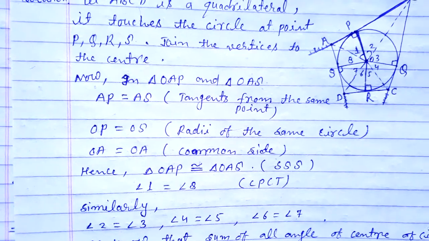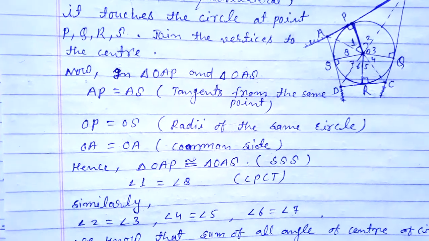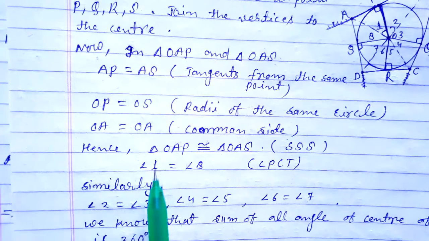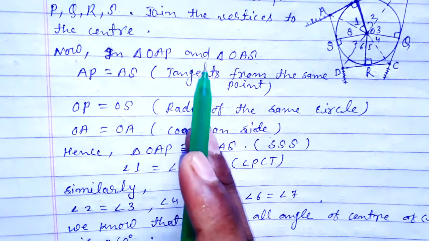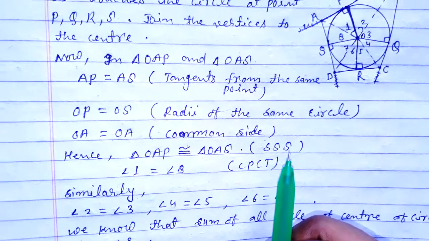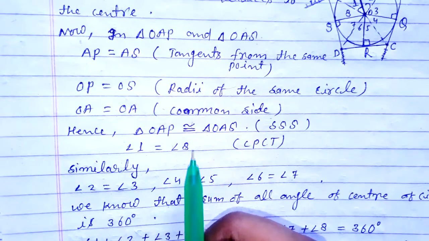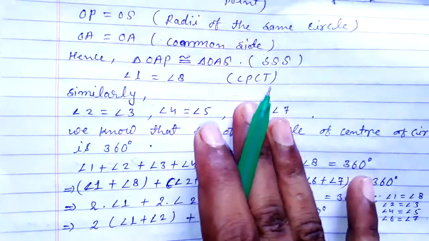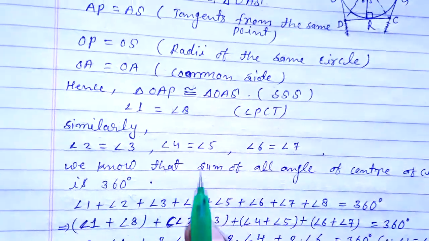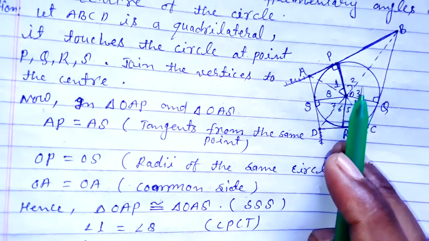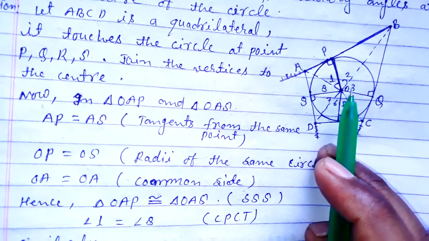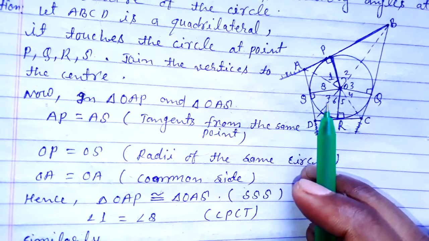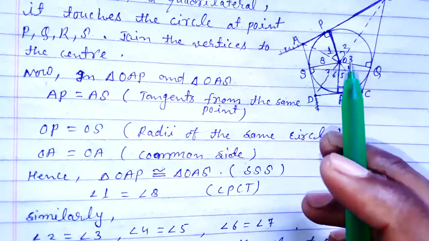Congruency was also studied in the previous class, the 9th class. So these triangles are congruent by SSS congruency. So angle 1 is equal to angle 8 by CPCT. Similarly, these triangles are congruent, so angle 2 and angle 3 are equal, and angle 4 is equal to angle 5, and angle 6 is equal to angle 7.